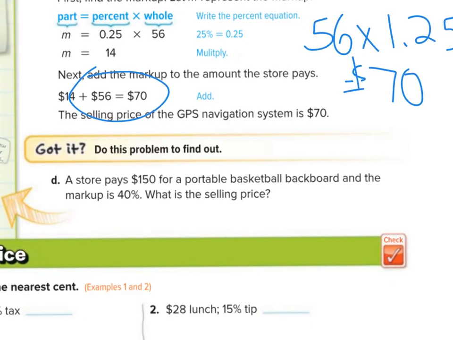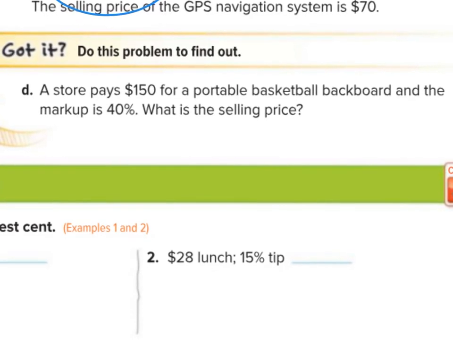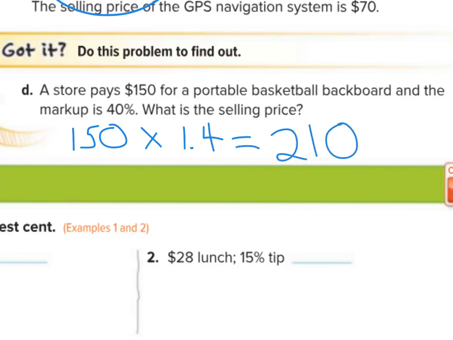Okay? Let's try D. A store pays $150 for a portable basketball backboard, and the markup is 40%. What is the selling price? So the store pays this much. They want to make a 40% profit on it. So $150 times 1.4, or 40%. Right? And when we do that, we get $210. Okay? Therefore, the markup is clearly $60. So 40% of 150 is $60. That's our markup. Okay, that could be our M, what we consider to be our profit margin.